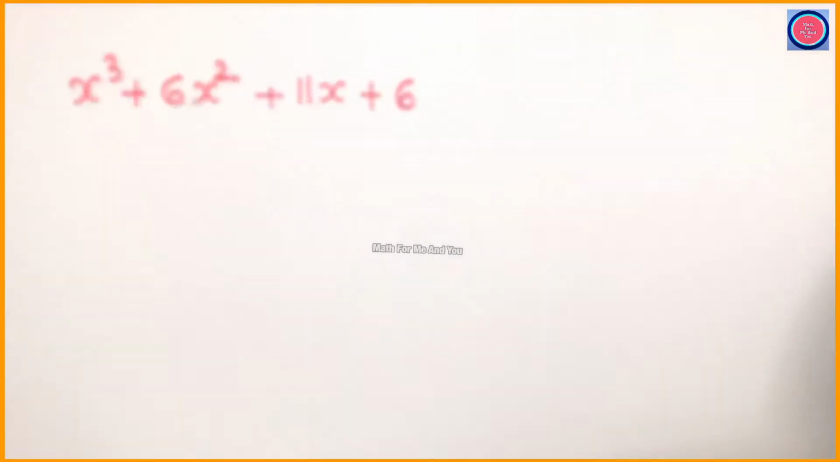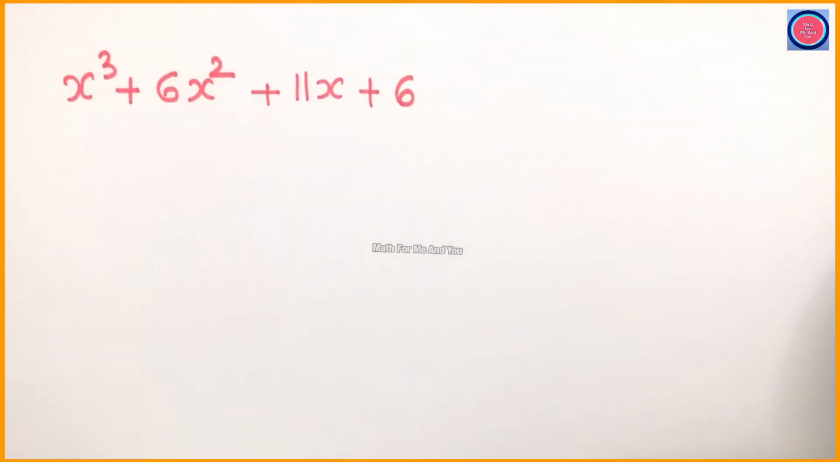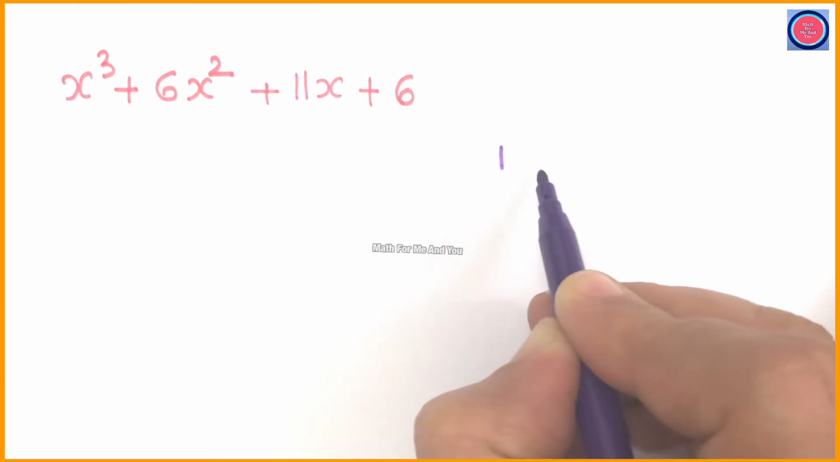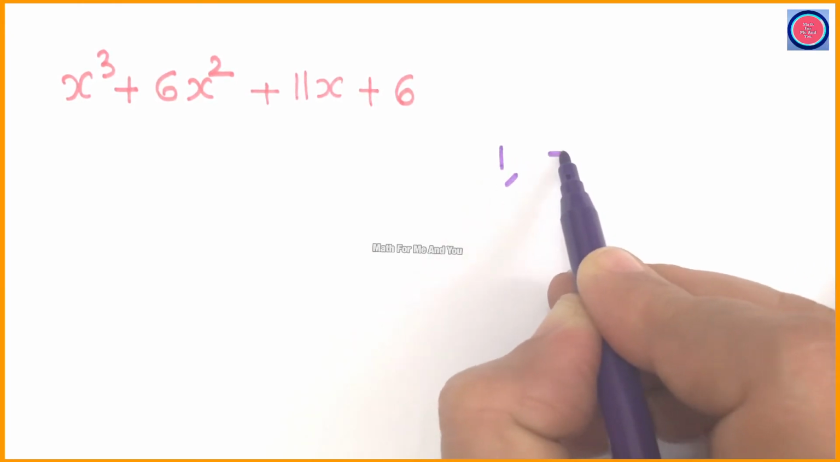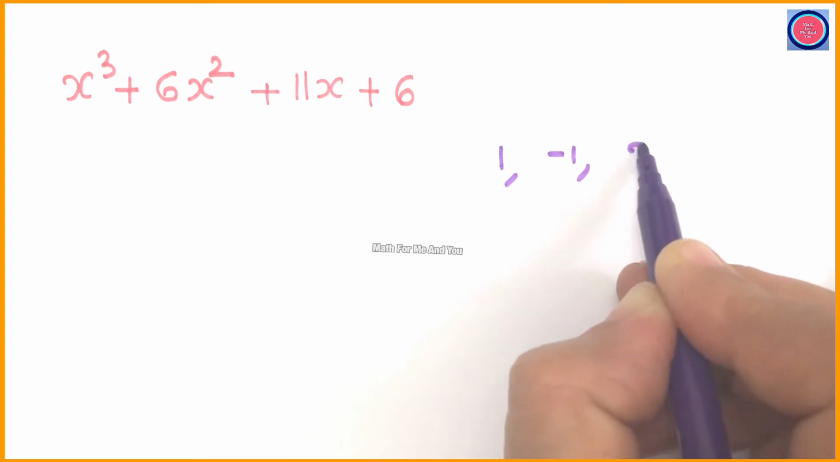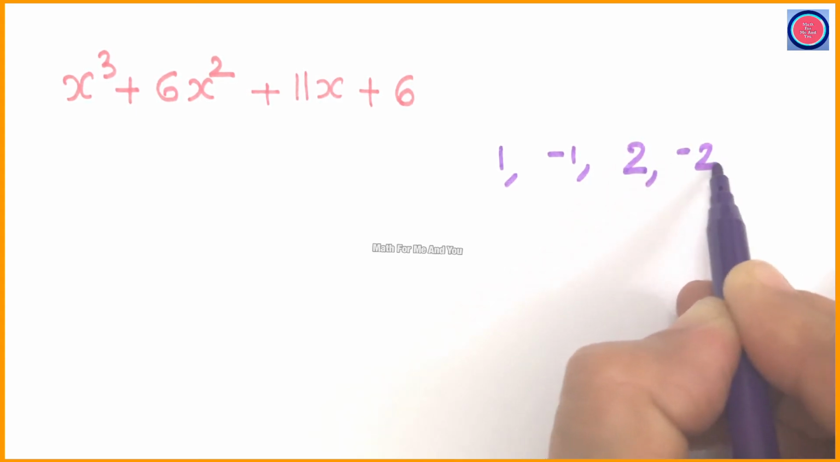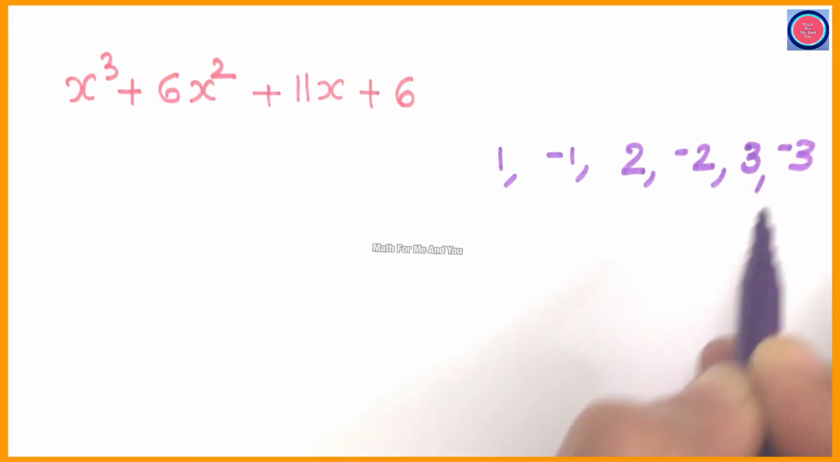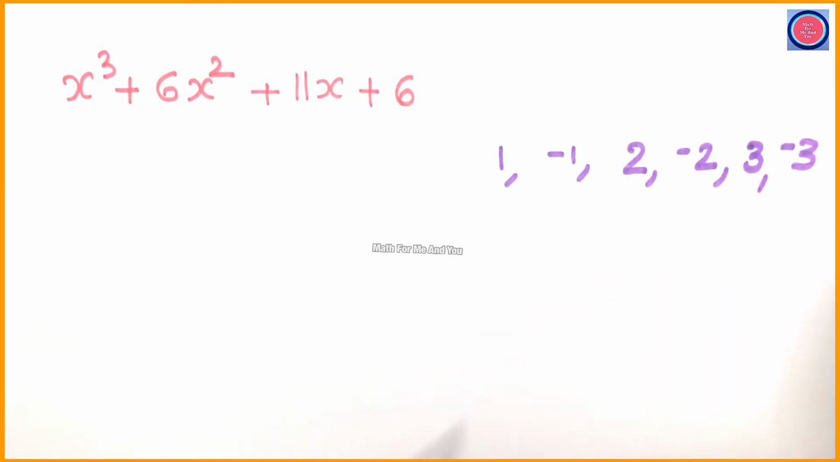Next we are going to factorize this cubic polynomial x cube plus 6x square plus 11x plus 6. First step, we need the linear factor. For that we try whether 1 or minus 1, 2 or minus 2, or 3 or minus 3, which is the root of this polynomial. To get the root or 0 of the polynomial, we substitute the values one by one. At what value we get 0, we consider that the root of this polynomial.